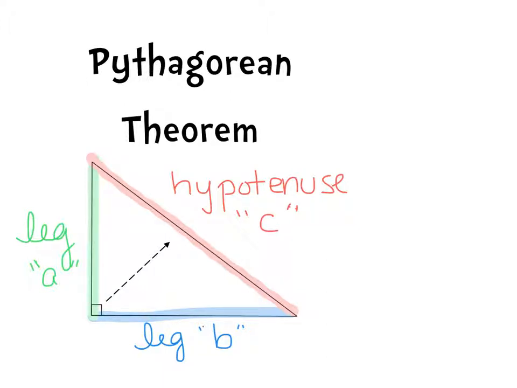To note, leg A and leg B are interchangeable. You could put them in either place if you want. Hypotenuse C, the hypotenuse, is always opposite that right angle.